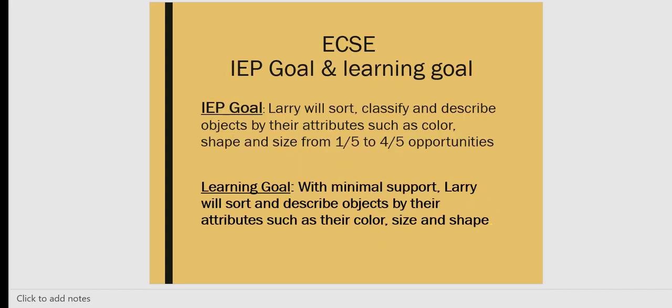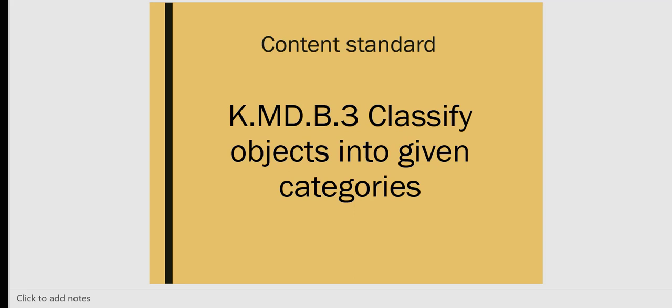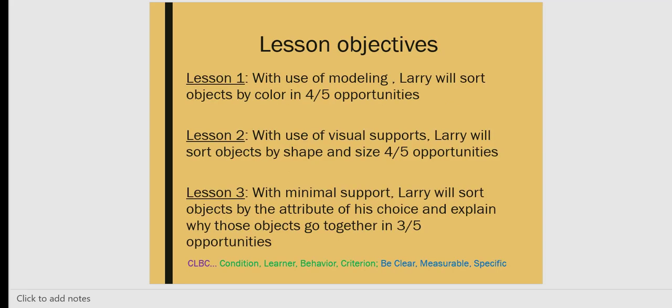The IEP goal is Larry will sort, classify, and describe objects by their attributes such as color, shape, and size from 1 out of 5 to 4 out of 5 opportunities. The learning goal is with minimal support, Larry will sort and describe objects by their attributes such as their color, shape, and size. The content standard at the kindergarten level is classify objects into given categories. There's clear alignment between the IEP goal, the learning goal, and the standard.